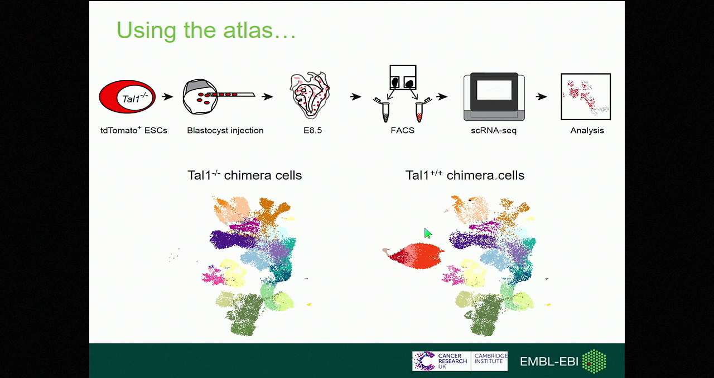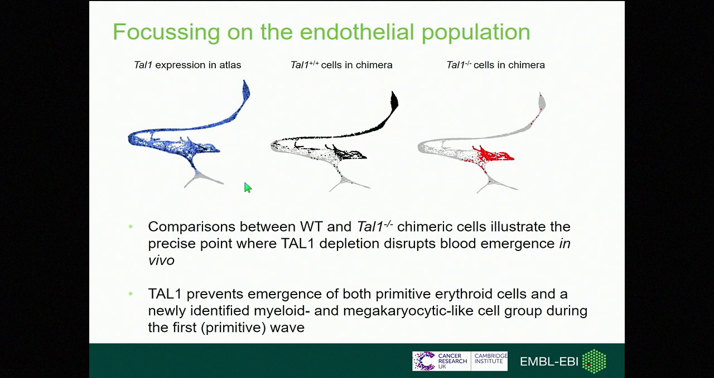And this is, as one might expect, but critically, all of the other cell types seem to be present in roughly the same proportions between the wild-type and the mutant cells. You can then take these cells and work out what's going wrong in development of blood specifically.